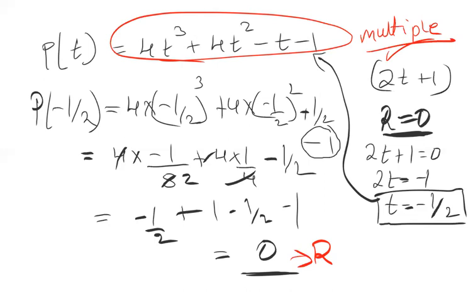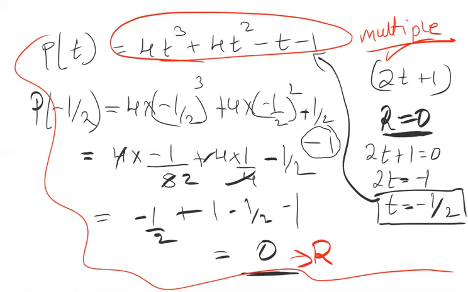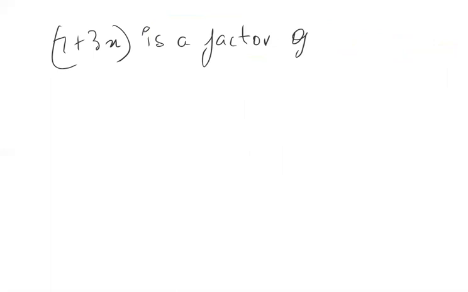This whole process is just termed as remainder theorem. But you all know the easy way out. All right. But sometimes they will not always give you the g of x, which is the expression to be divided. All right, let's do one question. Check whether 7 plus 3x is a factor of 3x cubed plus 7x.